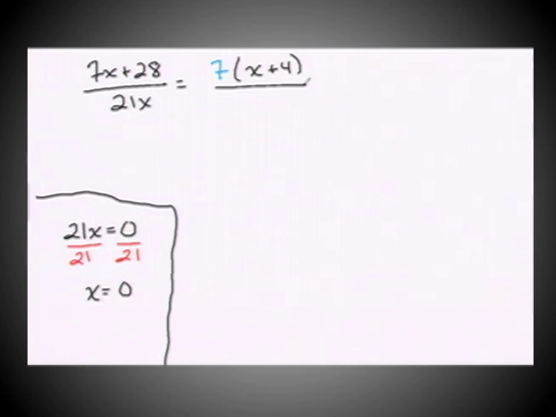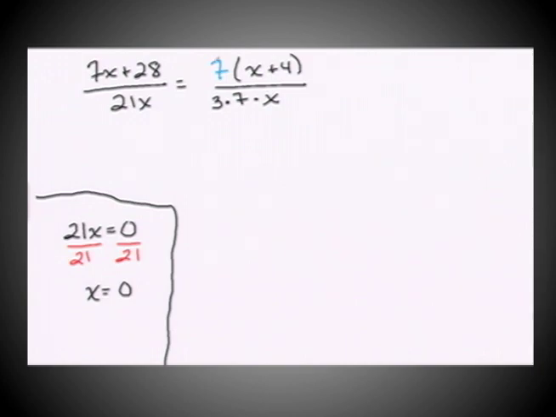Now if we move to the denominator, we can rewrite 21 times x in its prime factored form, which would just be 3 times 7 times x. So we have both the numerator and the denominator factored. The second step in this process is to divide both the numerator and the denominator by any common factors.